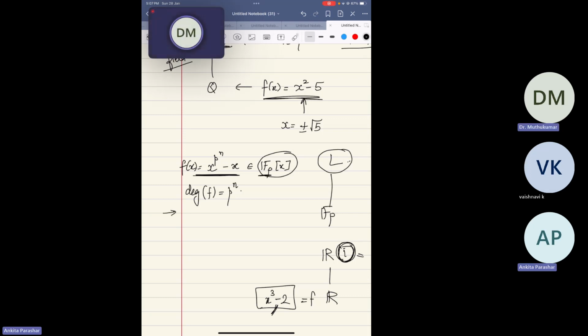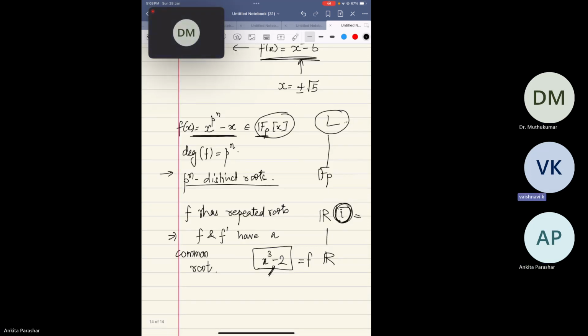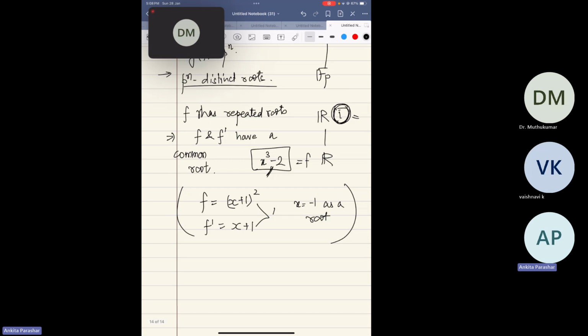So now you need to know why these roots are distinct, why it has p^n distinct roots. In order to show distinct roots, suppose your f has repeated roots. Then this implies f and f prime have a common root. Do you follow this? Yes. If your f is like (x plus 1) whole squared, then the derivative is x plus 1, and therefore both have x equal to minus 1 as a root. So if you can say that f and f prime have no common factor, then f cannot have a multiple root. Do you agree?